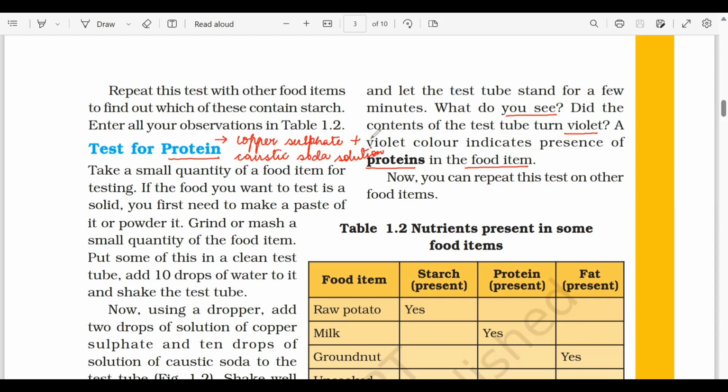For the starch test we needed iodine solution, and for protein we require copper sulfate and caustic soda solution. Similarly, you can do this test on many other food items and we can detect the presence of protein. Now let's proceed.